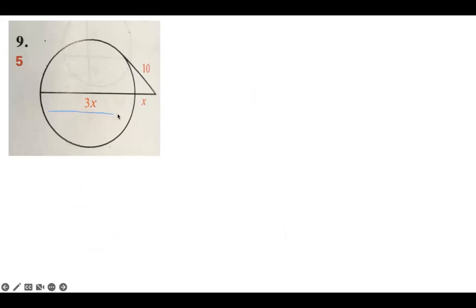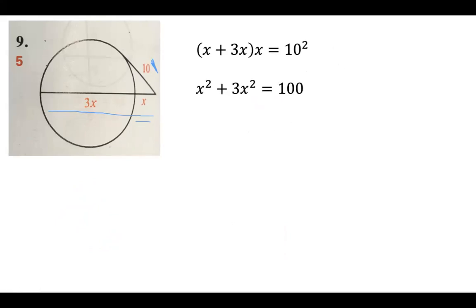So if you have this picture, remember, this is the one where the pattern is the whole darn thing times the thing on the outside is equal to the tangent, this side squared. So the whole darn thing would be 3X plus X, or X plus 3X, and the thing on the outside would be X. So that's what I've got there on the left side. On the right side, 10 times 10, 10 squared. Okay, 10 squared is 100.